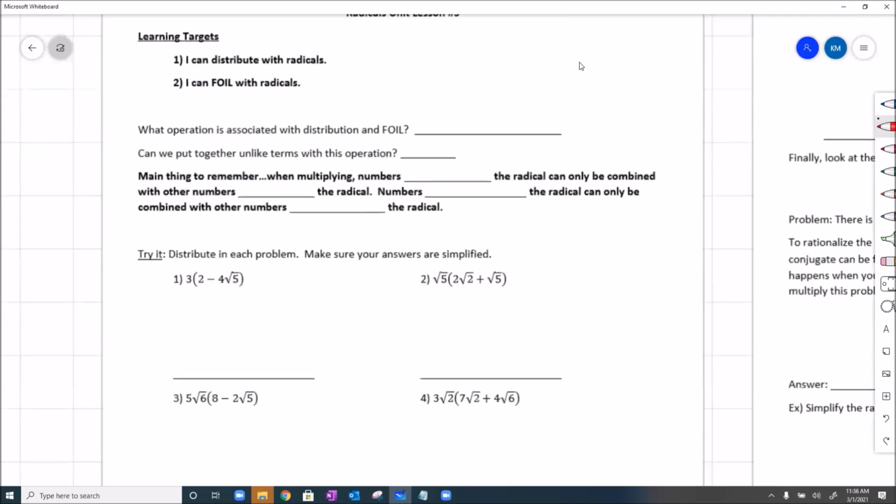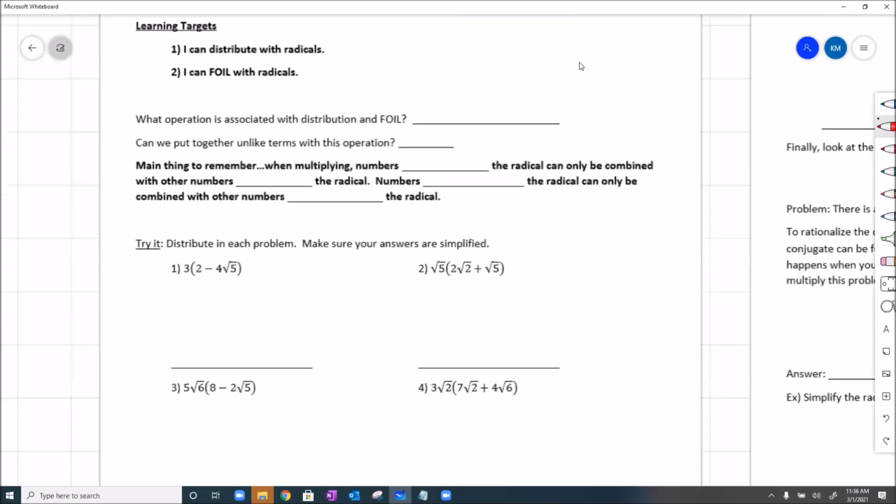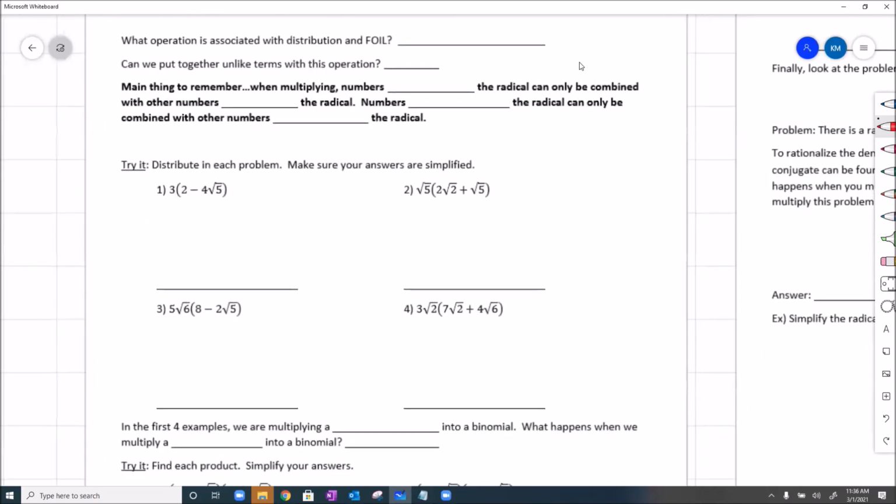So separate this out by itself just so we can make sure we're taking gradual steps up to learning all this information. Okay, because when we're talking about FOILing, remember that we're really just talking about multiplication. Like I said, we've already dealt with multiplication with radicals. Okay. And remember that when we're multiplying, we can put unlike terms together.